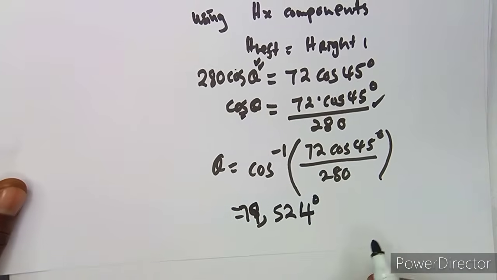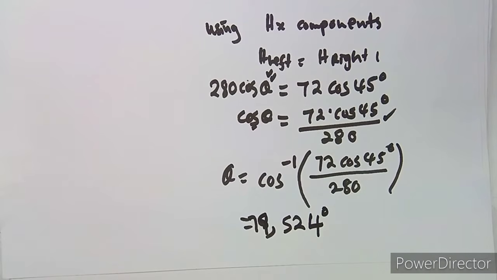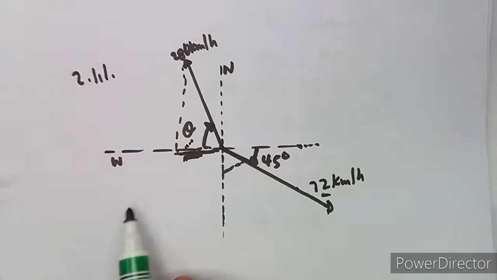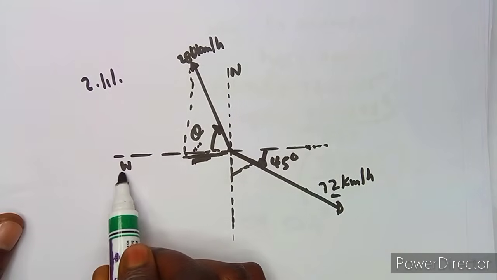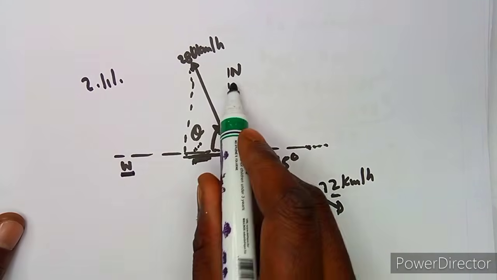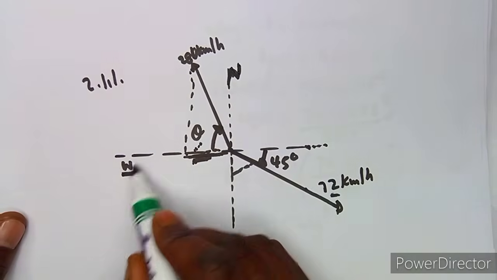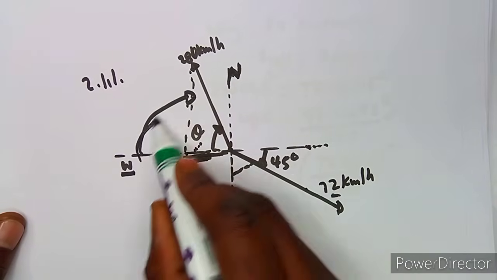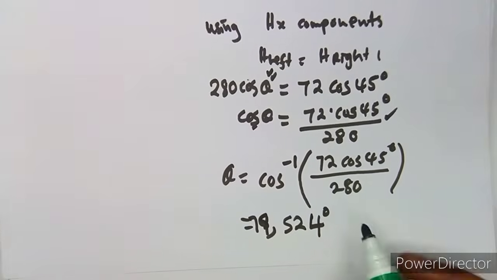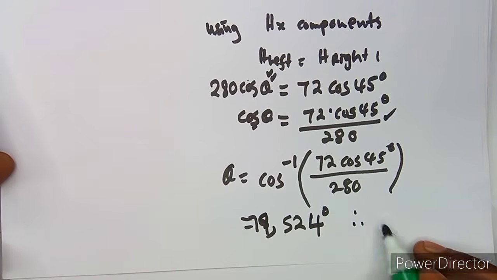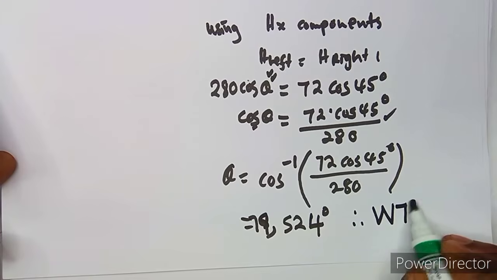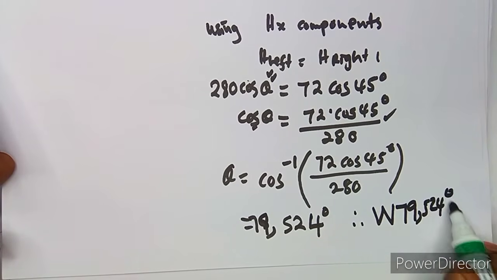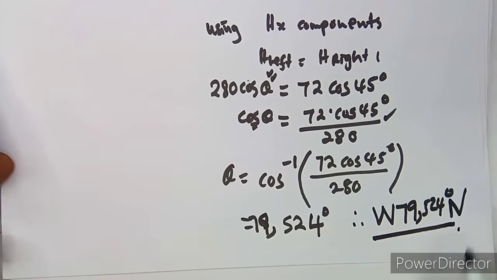So this is our theta, but the direction now should be according to the diagram. So you see now the advantage of having the diagram. You will know where you are starting from and going. This is west going to the north. This is your north, so it's going west to the north. Therefore we are going to have west 79.524 degrees to the north. So this will be our direction.